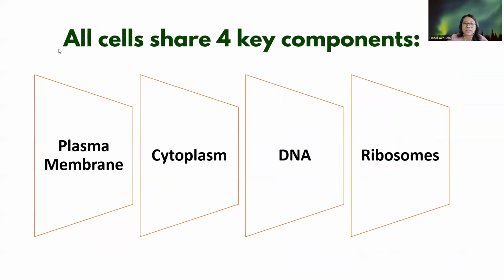Regardless whether that is a plant cell, animal cell, eukaryotic cell, or prokaryotic cell, all cells share 4 key components. We have the plasma membrane, or what we call the cell membrane, cytoplasm, where the organelles are found, DNA, the genetic material, which contains the information or messages that will be translated, and ribosomes. So ribosomes, they serve as site of photosynthesis, RNA synthesis or protein synthesis.